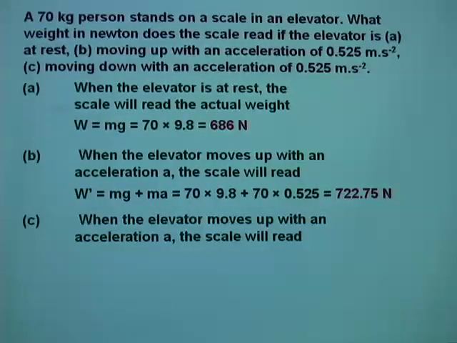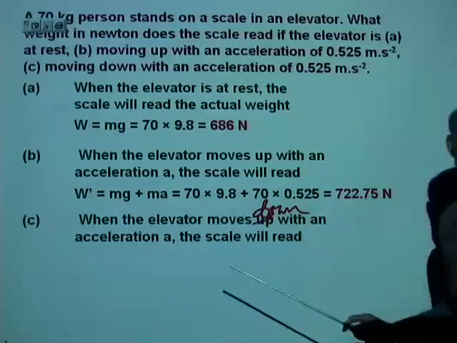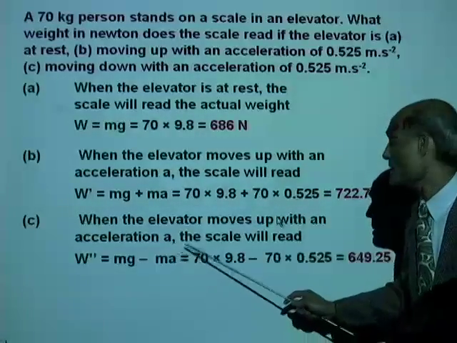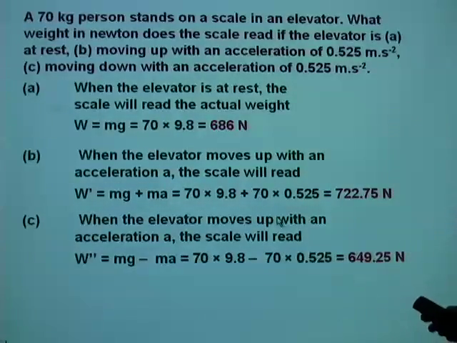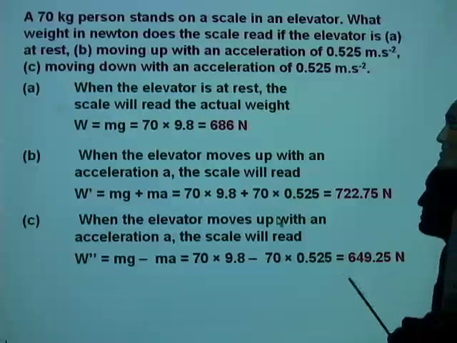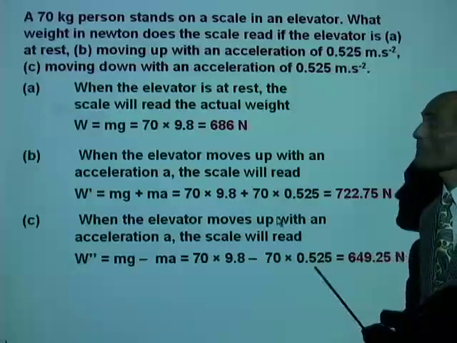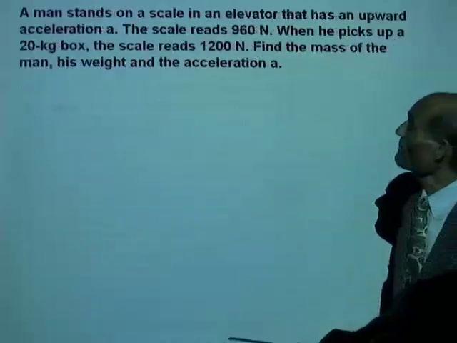Okay. When the elevator moves down, what is the situation? This must be corrected to down. The scale will read mg minus ma, and that will be 649.25 Newton. Okay, let's do another one.